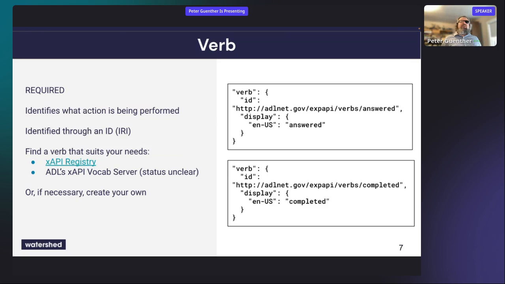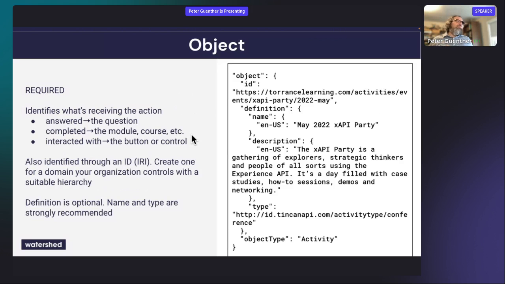There are other places you can look for verbs. Ideally, you're using a standard verb. Many of them are defined from profiles, and so you can still get those off the ADL profile server. But if necessary, create your own. And I'll talk about an example where I would create my own in a little bit. But at the very least, for a verb, you are going to need one of these web address shaped IDs. So that's the second required element. The third required element, the last one, is the object.